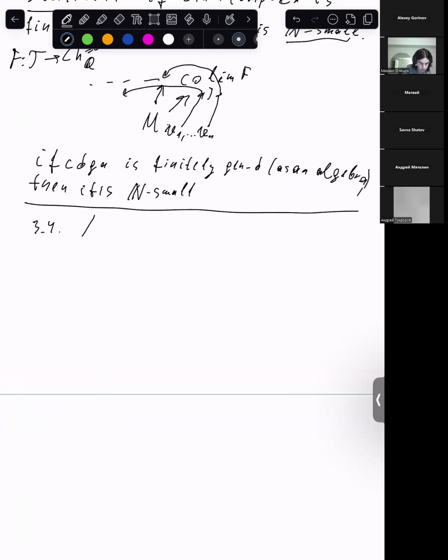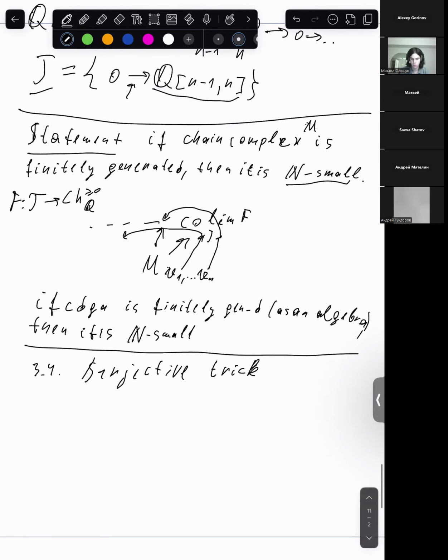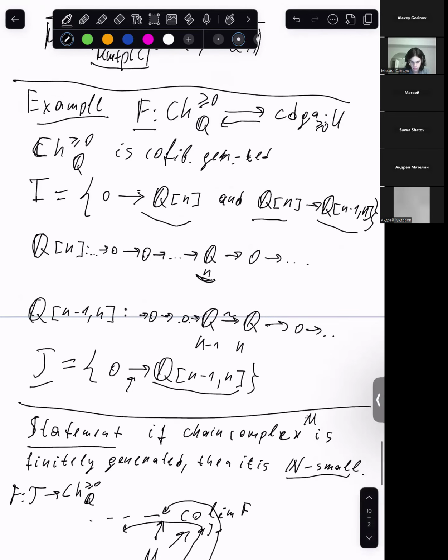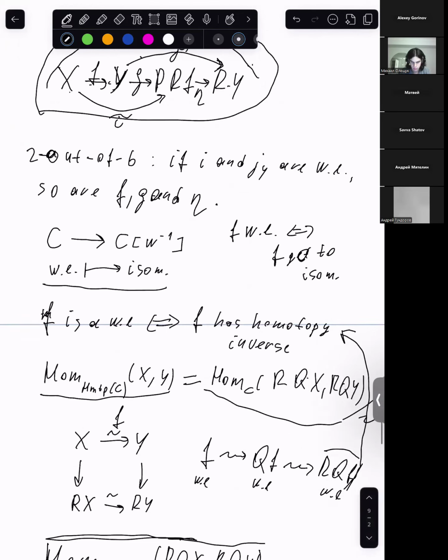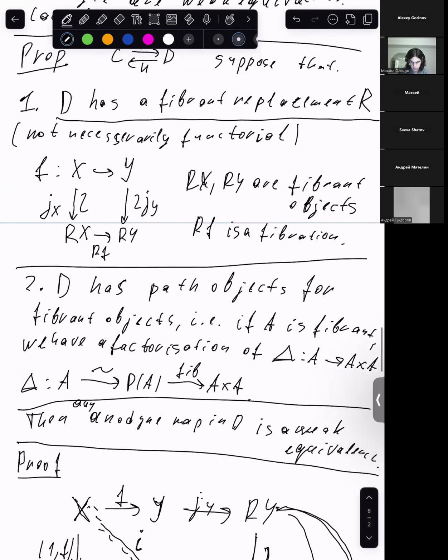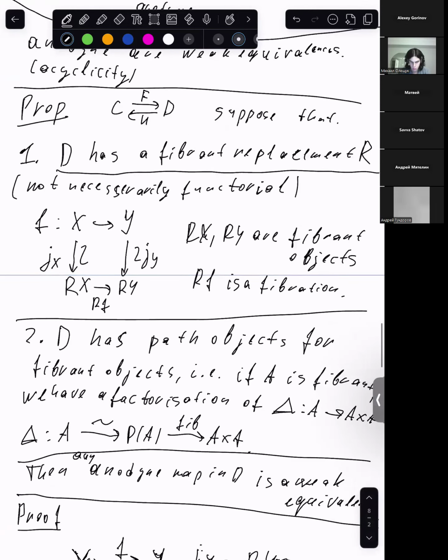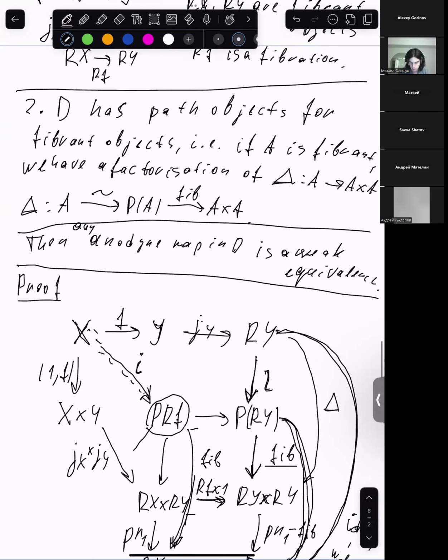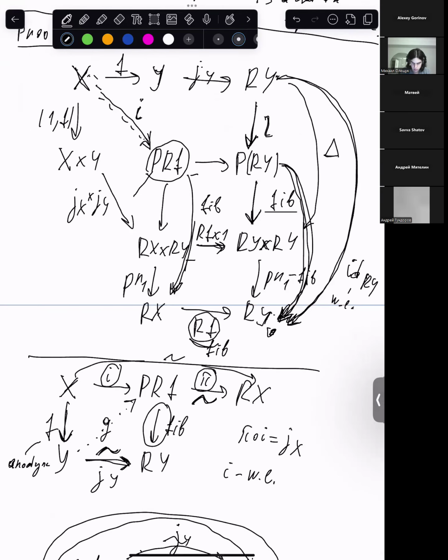This is true because we have the surjective trick, which we talked about. Firstly, for fibrant replacements, we needn't do anything. All objects are fibrant, but for our proof of the proposition, we use the fact that RF is a fibration.